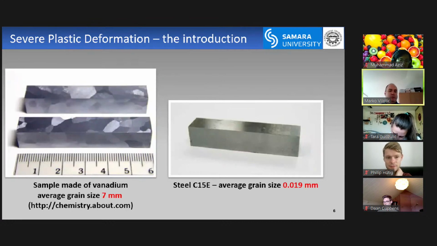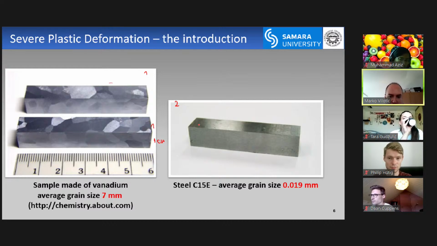So we are focusing on the next. We are focusing here mostly on metals. I'm not really familiar with whether severe plastic deformation can be used for other materials, but we are dealing here with metals. In these two photos, photo number 1 and photo number 2, you can see relatively same size samples. It's around 6 centimeters long and maybe 1 centimeter by 1 centimeter in width and height. So what is the difference? Of course, the material is different. This is a low carbon steel, and this is a sample made of vanadium.